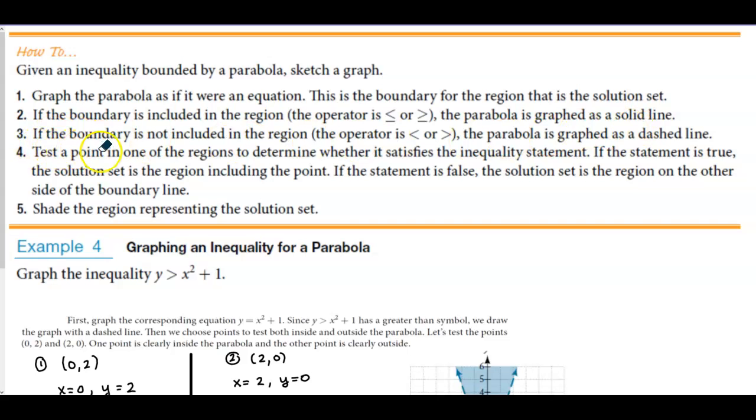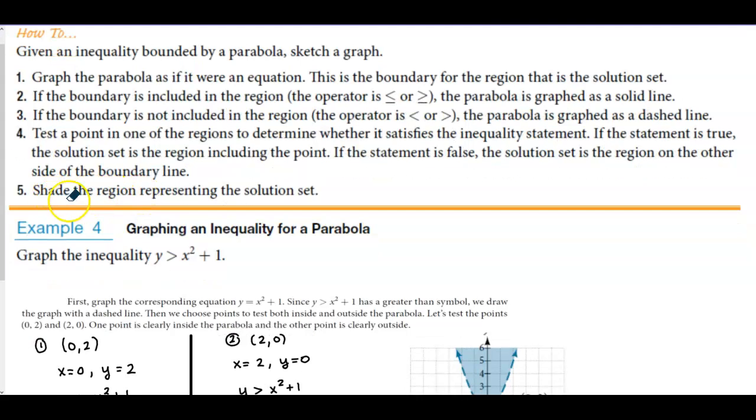Number three, if the boundary is not included in the region, and the operator is less than or greater than, then the parabola is graphed as a dashed line. Number four, we're going to test a point in one of the regions to determine whether it satisfies the inequality statement. If the statement is true, the solution set is the region including the point. If the statement is false, then the solution set is the region on the other side of the boundary line. And then number five, we're going to shade the region representing the solution set.